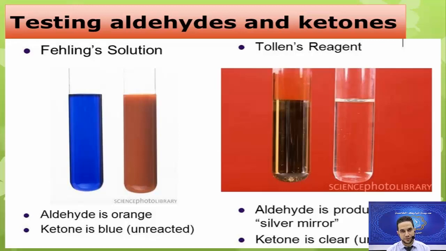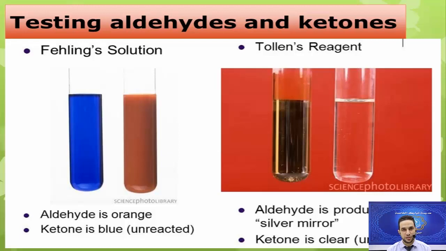With Fehling solution, the color changes from blue to red-orange or orange, and with Tollens reagent a silver mirror is formed. So if it gives a positive test, it is an aldehyde. But if there is no change with Fehling solution, the color remains blue, unreacted, it means it is a ketone. And if it stays clear with Tollens reagent, no silver mirror is formed, it is a ketone.